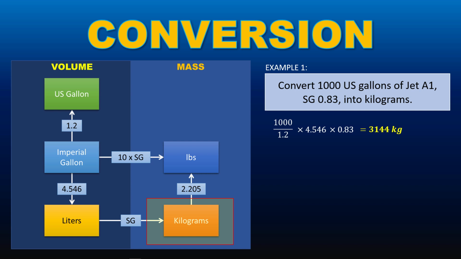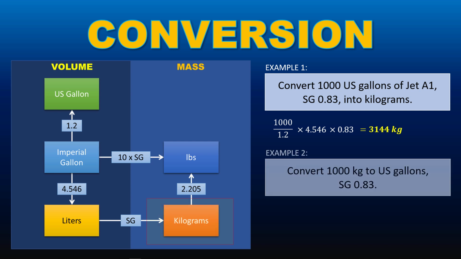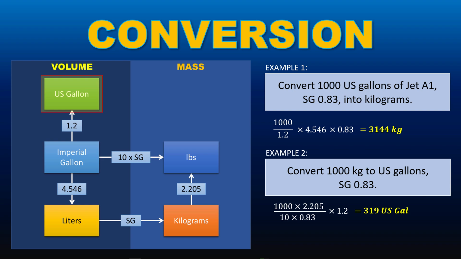Example 2. Demonstrate going in the reverse direction, converting kilograms to US gallons. Convert 1,000 kilograms to US gallons with SG 0.83. First, multiply 1,000 kilograms by 2.205 to bring it to pounds. Now divide by 10 and 0.83 respectively to obtain imperial gallons. And finally, multiply by 1.2 to reach the solution of 319 US gallons.